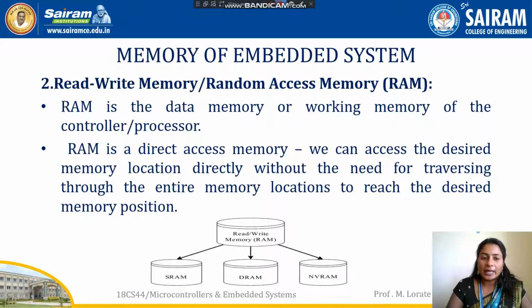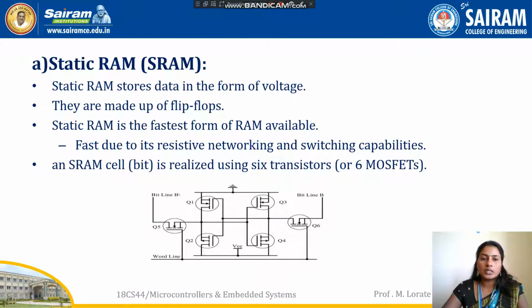RAM is a direct access memory, meaning we can access the desired memory location without the need for traversing through the entire memory to search for one particular location. And here we have three types of RAM: static RAM, dynamic RAM and non-volatile RAM. First one is static RAM.